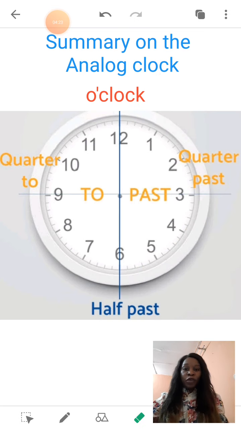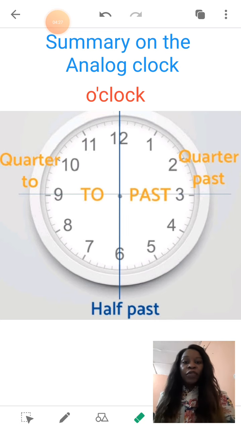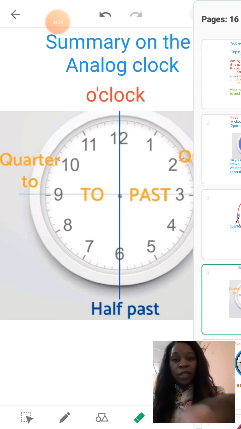Okay, this is a summary of what I've just said. The 12 for the analog clock is o'clock. The 3 is quarter past. The 6 is half past. The 9 is quarter to. Next slide.